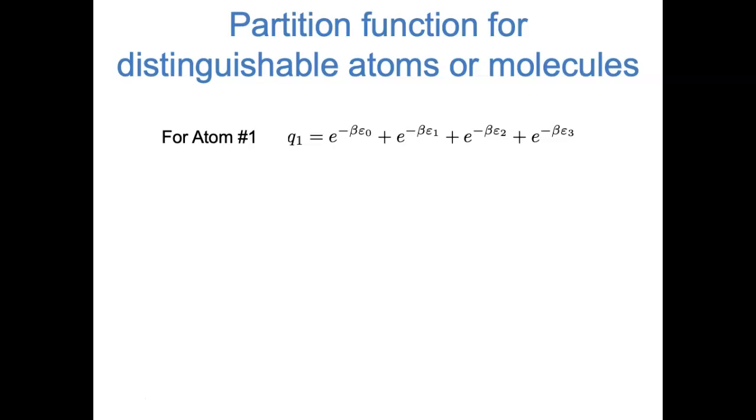So this would be the partition function if we were only considering atom number 1. And because atom number 2 has the same set of 4 energy levels, the partition function for only atom number 2, which we'll call Q2, is the sum of the same 4 terms.